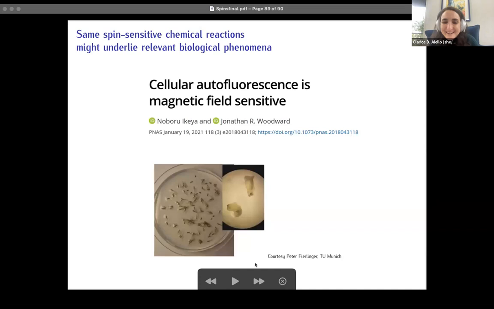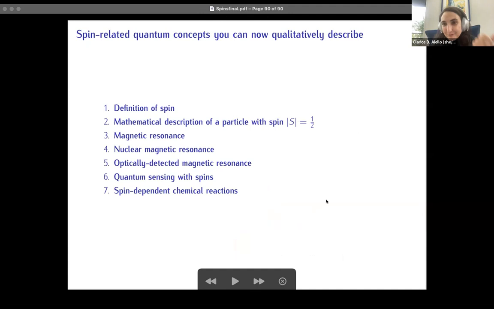Today we went over the definition of spins, a little bit of a mathematical description of a particle with spin 1/2. We saw that magnetic fields can control spins in very interesting ways. We talked about optically detected magnetic resonance, which means that just by looking at fluorescence intensity, you can infer spin state. I talked a little bit about quantum sensing with electronic spins, and about the thing that is going to underlie this whole field of spin quantum biology, which is the fact that there are spin-dependent chemical reactions. So this is all I had to say, and I think we're ready for Margaret.